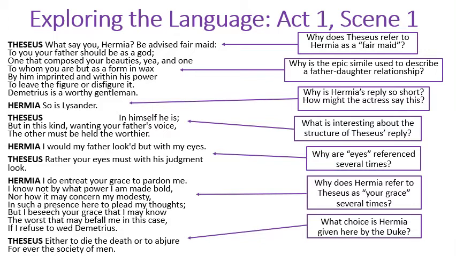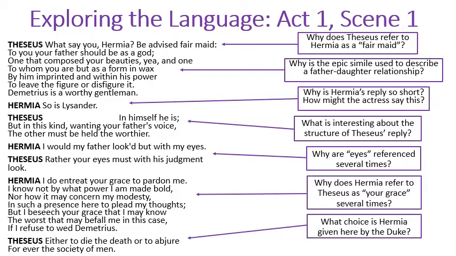What is interesting about the structure of Theseus's reply? So what do you think he's trying to say? He's saying, if you look at the words, he's saying, but in this kind, wanting your father's voice. So basically saying that I am in charge, your father wants you to marry Demetrius, and so because of that, you need to marry him. Okay? So he is very much like, I'm in charge, isn't he?